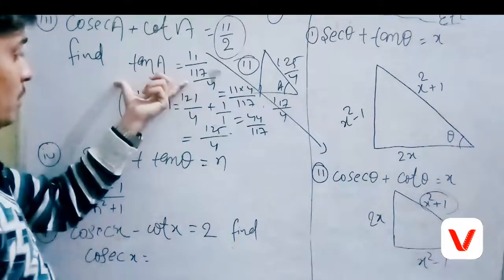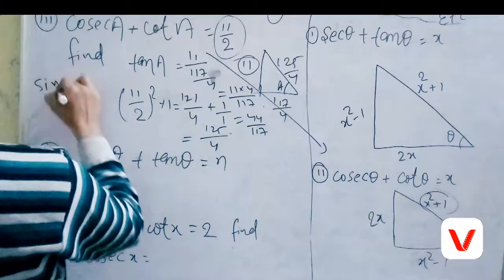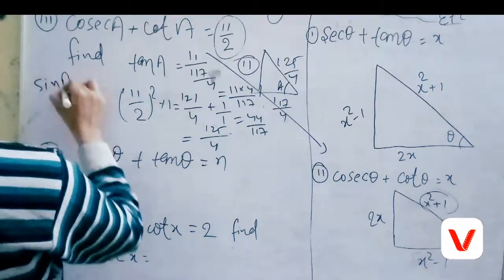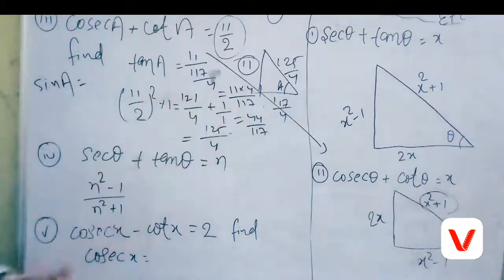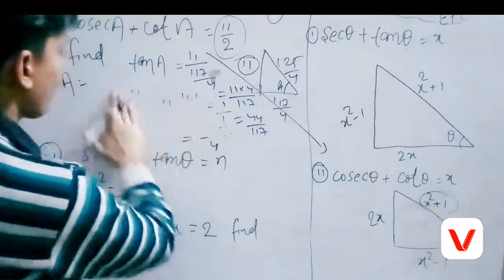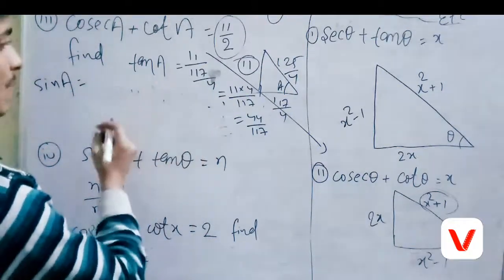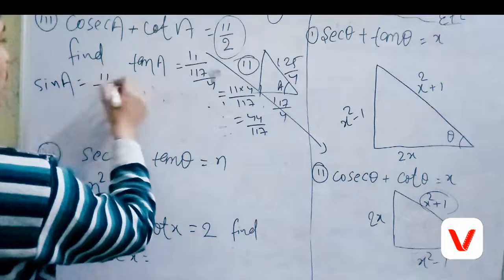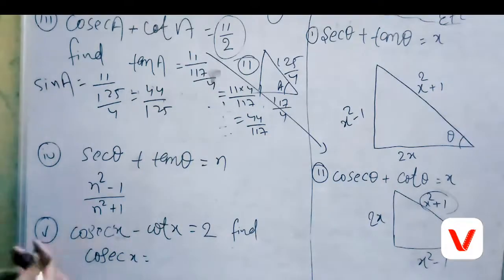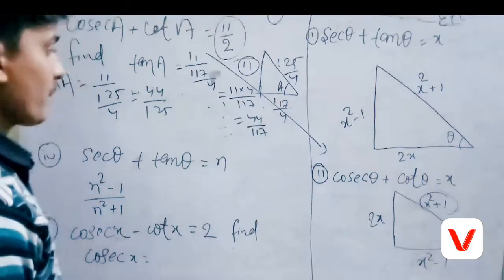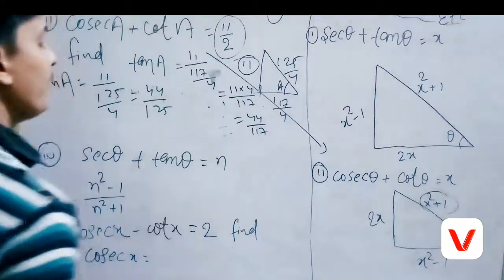So you can find any trigonometrical function. If the question asks you to find sin A, you can also find it, because sine A is perpendicular by hypotenuse. The perpendicular is 11 and the hypotenuse is 125 by 4, so we can write 44 by 125. So you can find any trigonometrical ratio: sin theta, cos theta, sec theta, tan theta, cot theta, and cosec theta. You can solve any type of question.